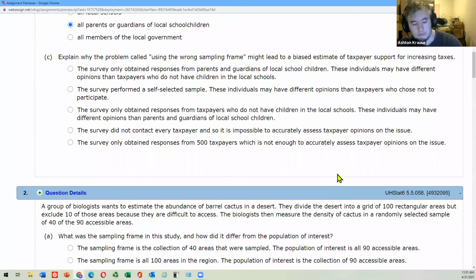Because we want to represent all taxpayers, not all of them have children in the school. And isn't there a fair chance, not a guaranteed chance, that if you don't have children at school, you might not be so much in favour of paying taxes?